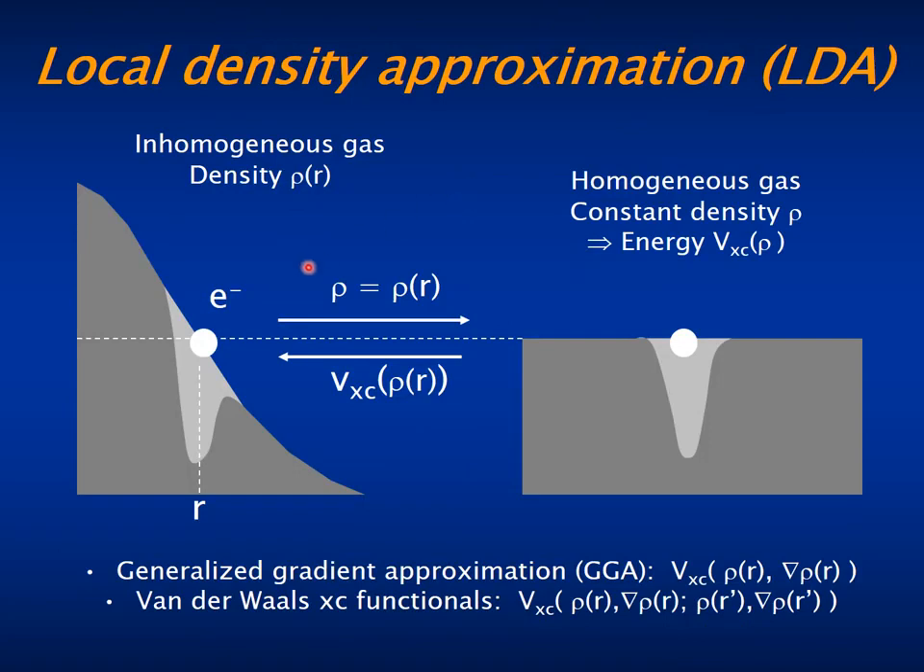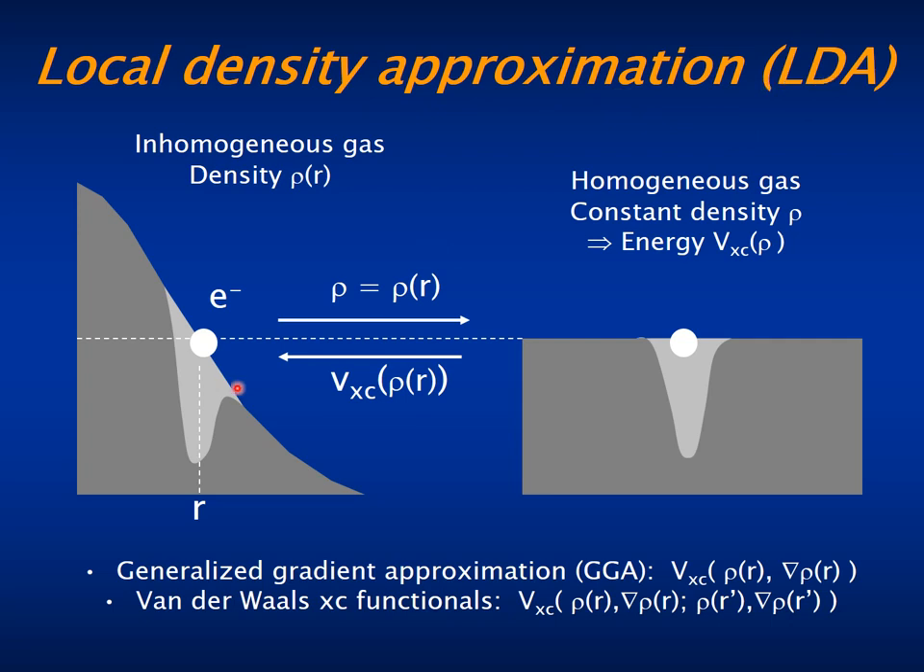Still, the exchange and correlation potential that one electron at point r feels is a function of the density at all other points. So it is a function of an infinite number of variables. In practice, one substitutes this complicated function by a much simpler approximation. The simplest one is the local density approximation.